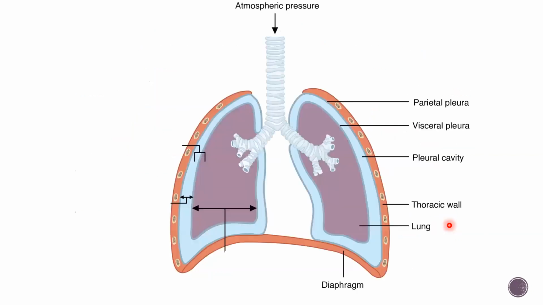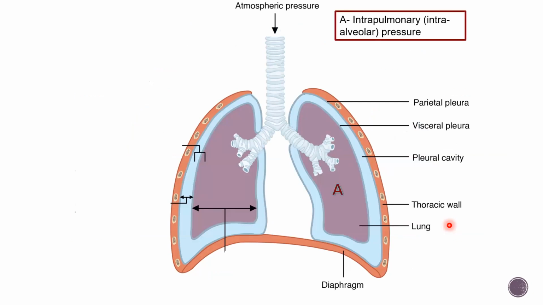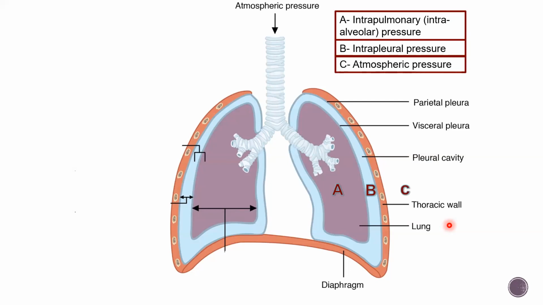So how does it help you in understanding? Why is it required to know all these pressures? Because this helps in understanding ventilator concepts. For you to understand the ventilator concept, this is mandatory. The pressure in this part is called intrapulmonary pressure. The pressure in the pleura is called intrapleural pressure. The third is atmospheric pressure. These are the three pressures.